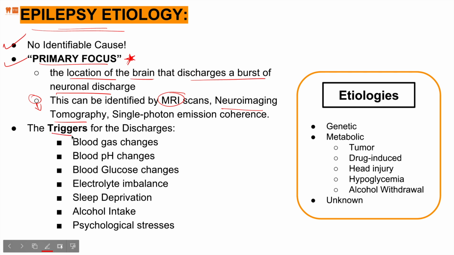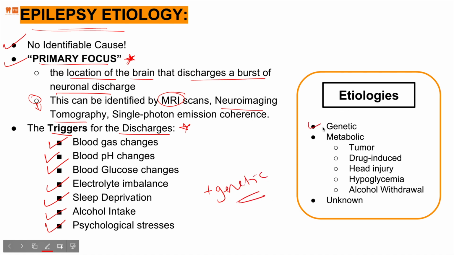Now, the triggers of the discharges. Why would discharges occur? Many reasons. There's blood gas changes or blood pH changes, blood glucose changes, electrolyte imbalances in the body, such as, for example, sodium versus chlorine versus potassium, sleep deprivation, alcohol intake, and psychological stresses. And of course, genetics does play a role in epilepsies as well.